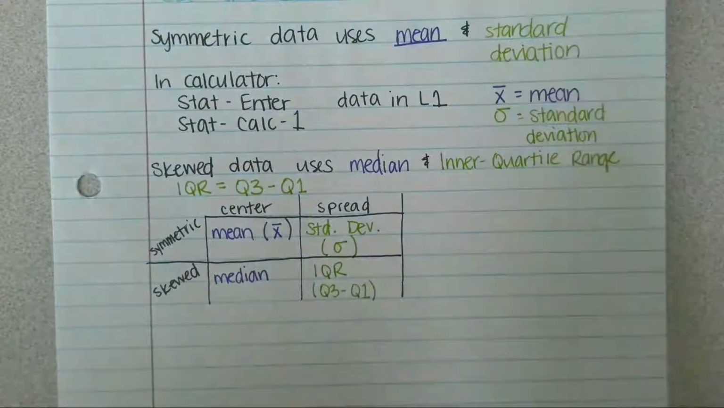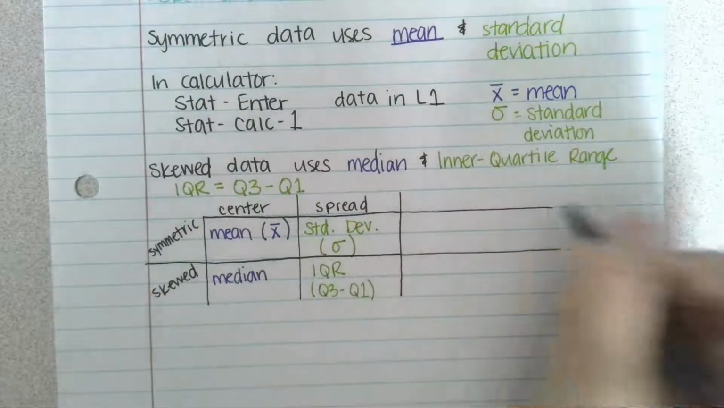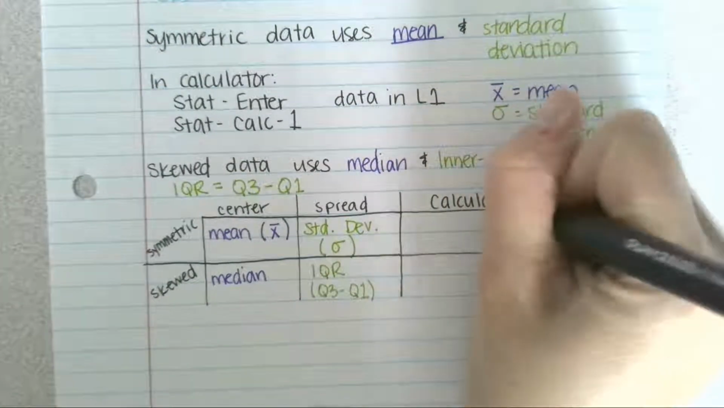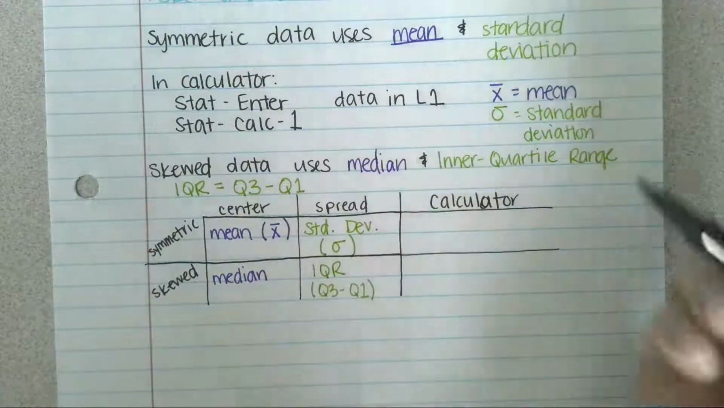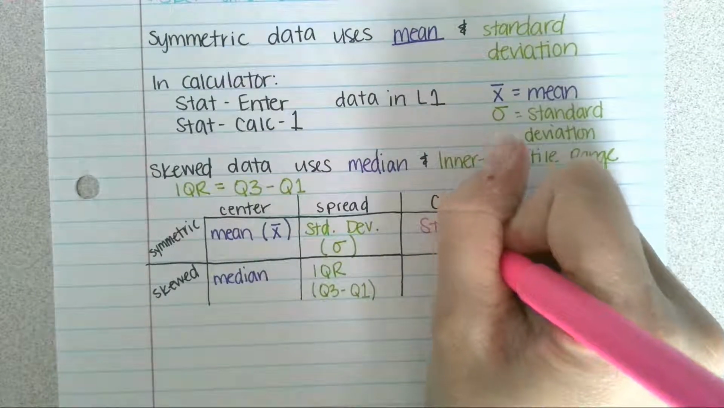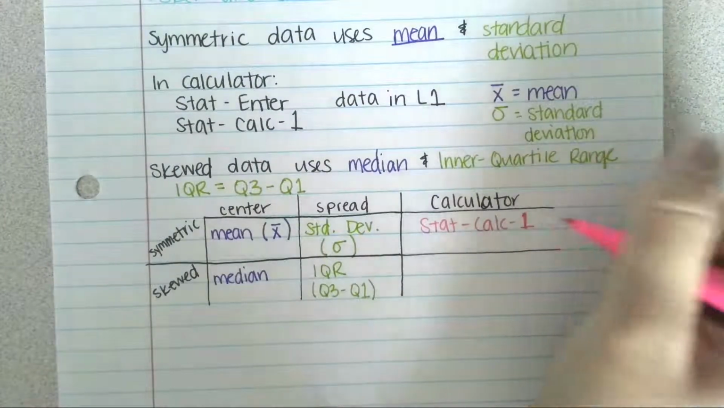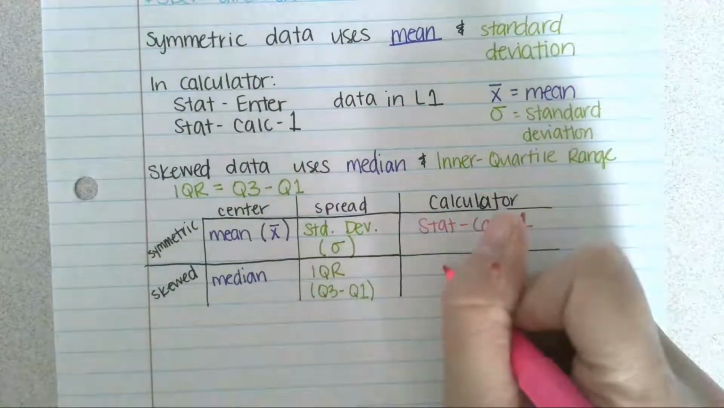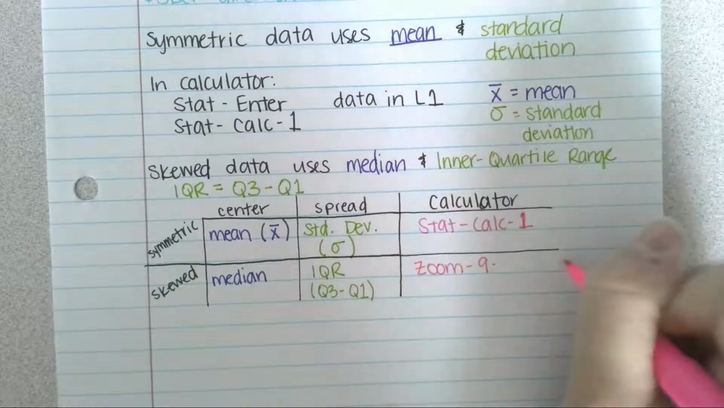Let's add a little bit to this here. This is how you do this in the calculator. Mean and standard deviation are both done the exact same way in your calculator. That's stat calc 1. And then if you recall from yesterday, a median and IQR can be found by pressing zoom 9 trace.